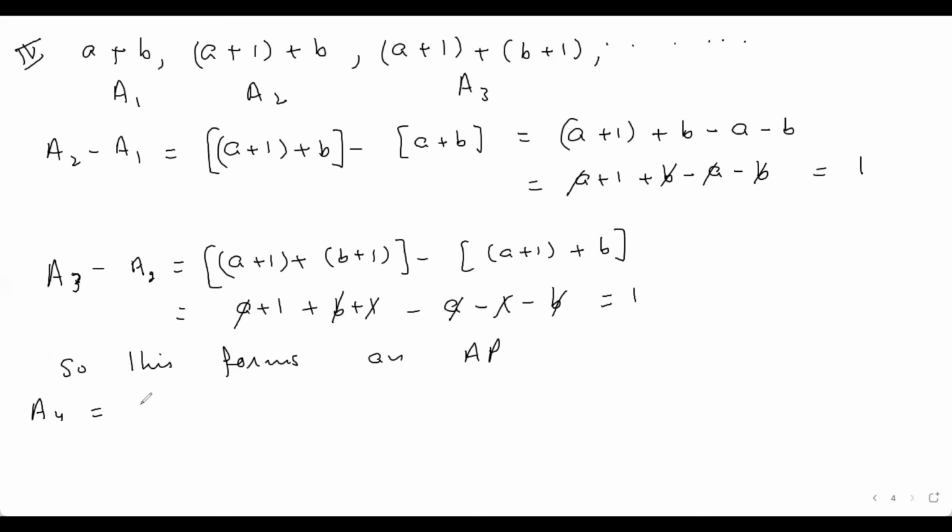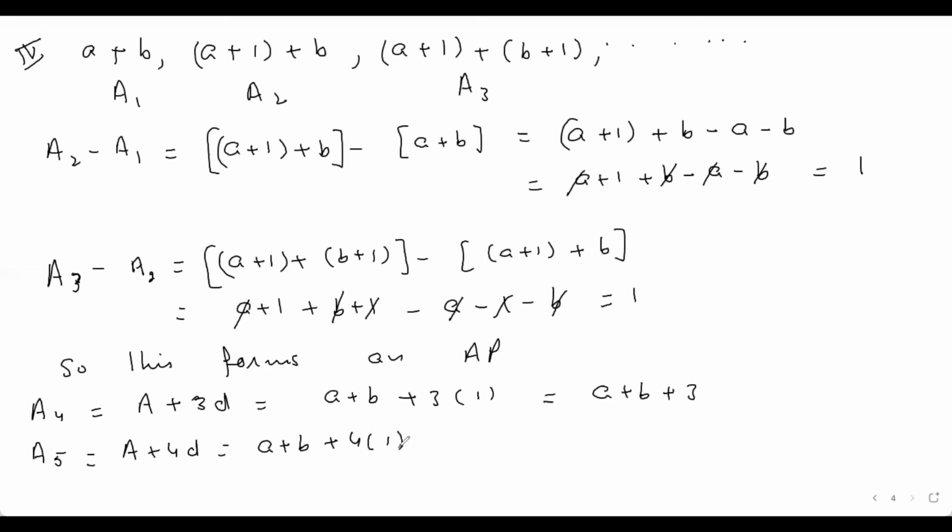So A4 is equal to A plus 3D. Now here A is equal to A plus B plus 3... Now here A is equal to A plus B and D is 1. It means this is A plus B plus 3. Now A5 is A plus 4D. It means A plus B plus 4 into 1, that is A plus B plus 4. Similarly, A6 will come out to be A plus B plus 5. So these are the next three terms.